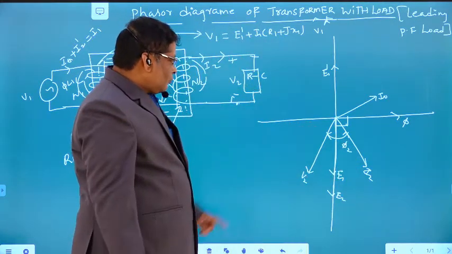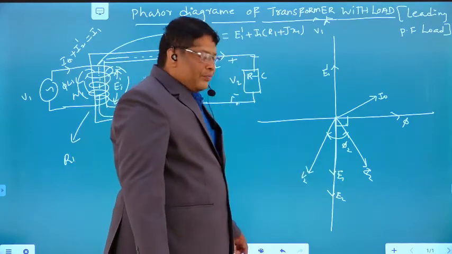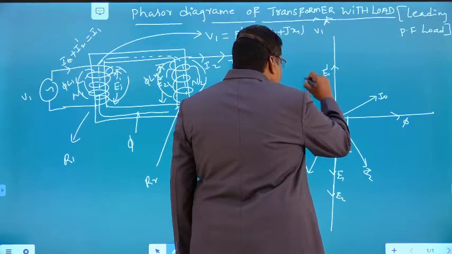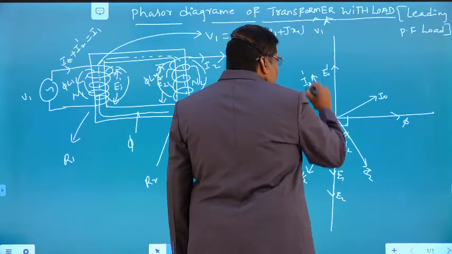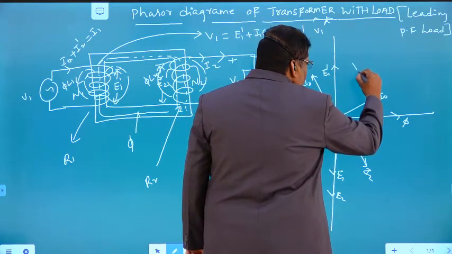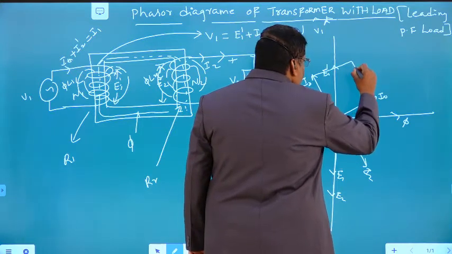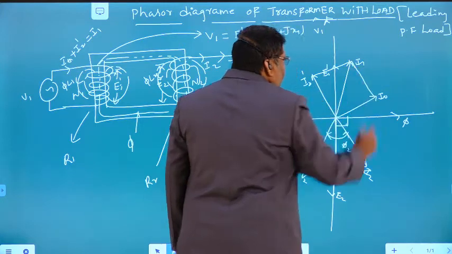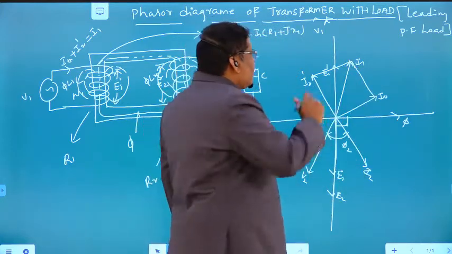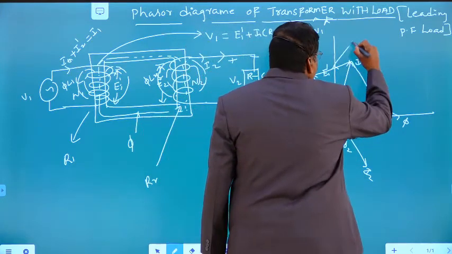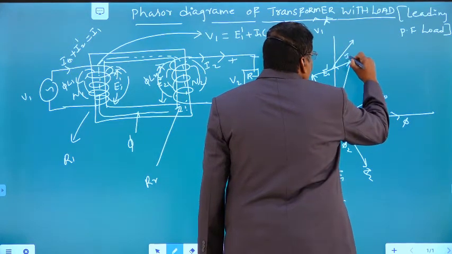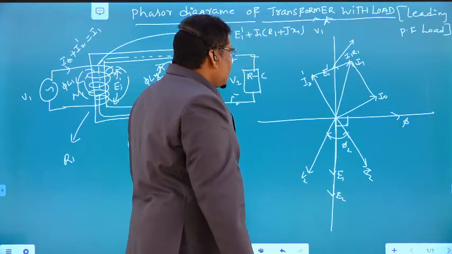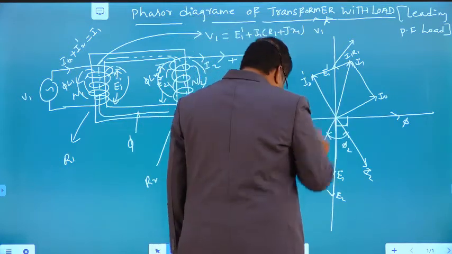Now, once you know the I2 dash, opposite to this one, you draw an I2 dash. The phasor sum of these two represents the I1, this is I1. Once you know the I1, then you draw the I1 R1 from the tip of the E1 dash.